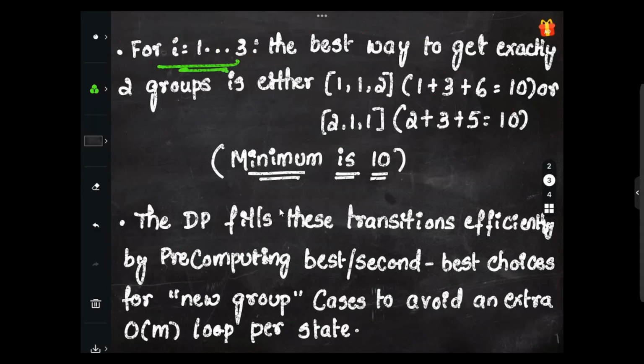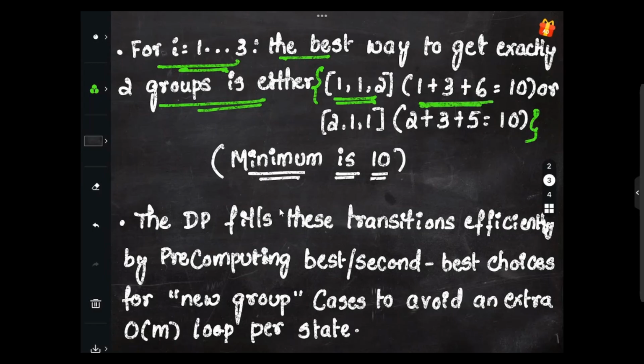So I have not shown every iteration, so we'll be implementing in the form of this one. I have just shown the calculation here. I didn't go with i equals 1, i equals 2, i equals 3 like that, right? So here for i equals 1 to 3 iterations, the best way to get exactly two groups is that we can just go with 1 1 2.